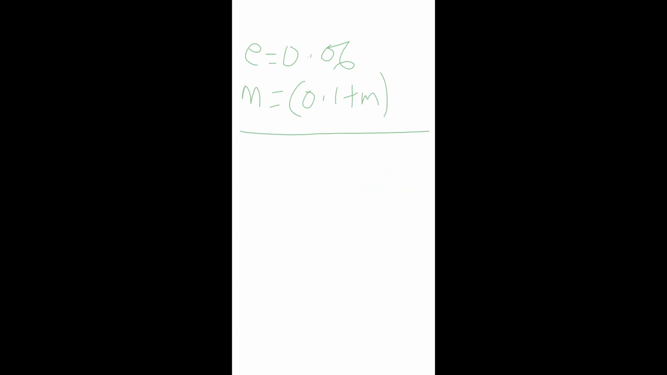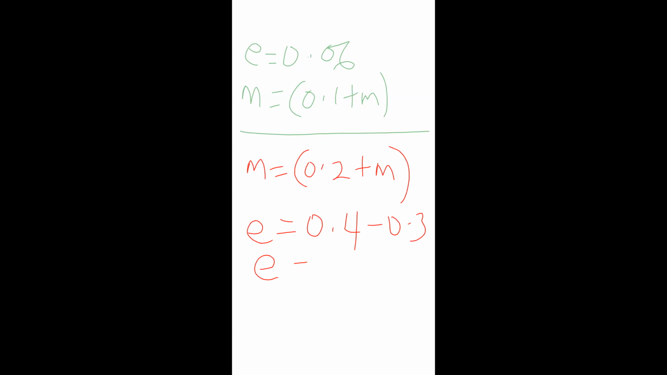Then in the second case, we had our mass of 200 grams. So it will be 0.2 plus M. And this mass here caused an extension from L, which was 30, to L now, which became 40. So we got 0.4, and then the other one was 0.3. So we got our extension now as 0.1 meters. These ones are meters.